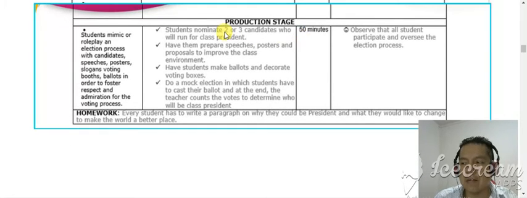Towards the end, in the production stage, students are going to nominate 2 or 3 of their peers for candidates who will run for class president. And those who are going to run for class president are going to prepare speeches, posters, and proposals to improve the class environment. The other ones are going to work on the ballot boxes, voting boxes, and ballots. And towards the end, we're going to do a mock election in which students have to cast their ballots. And at the end, the teacher counts the votes to determine who will be class president.